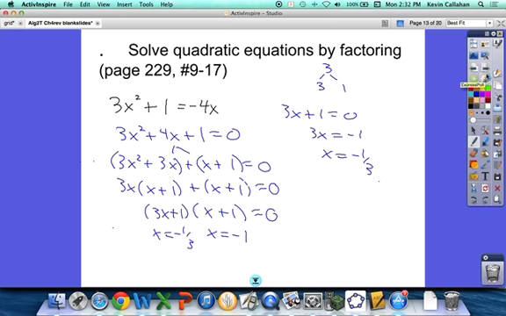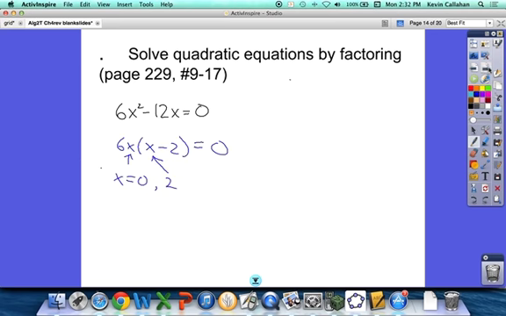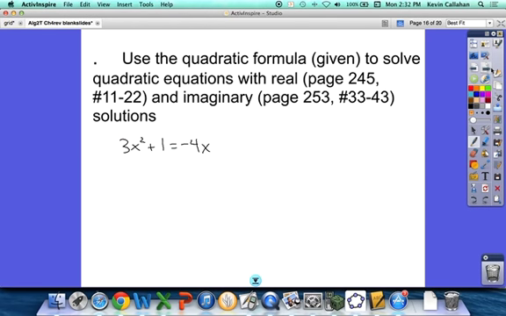Okay, we already did the solving equations. We did that one. We did that one. We did that one. We didn't do this one. This was the same one that we solved by factoring, but we'll do the quadratic formula just to show it working out with a real solution. The one I showed already had imaginary solutions.